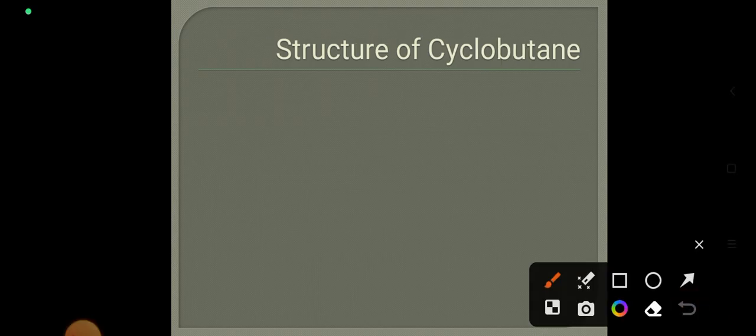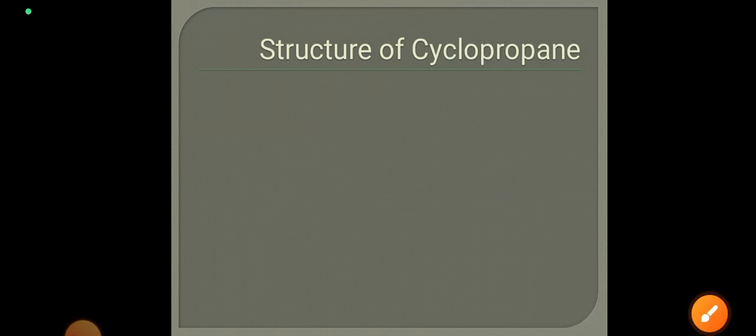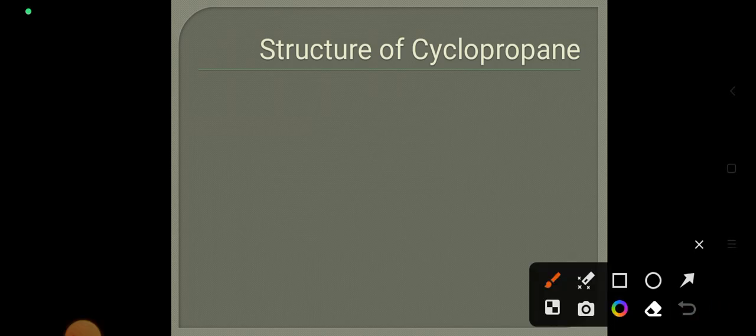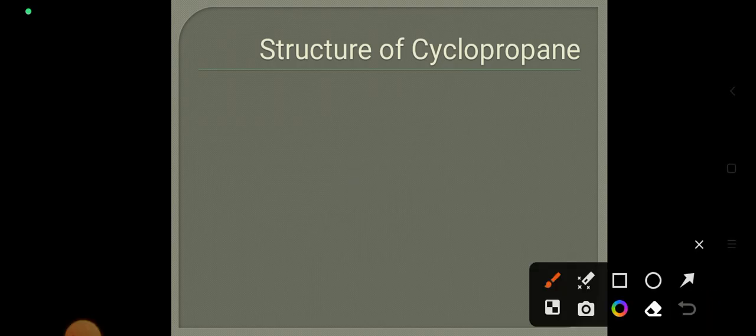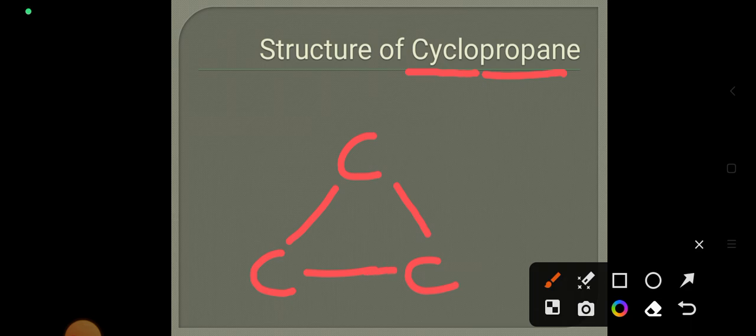Let us learn to write the structures of cycloalkanes. First, let us learn to write the structure of cyclopropane. Propane has three carbon atoms, and here the three carbon atoms are in a fused or ring structure, and cyclo suggests that it is a cyclic compound. So here we will write cyclo, we will write three carbon atoms in the form of a triangle, and that is how a cyclic compound is formed. So this is about writing the basic carbon skeleton.